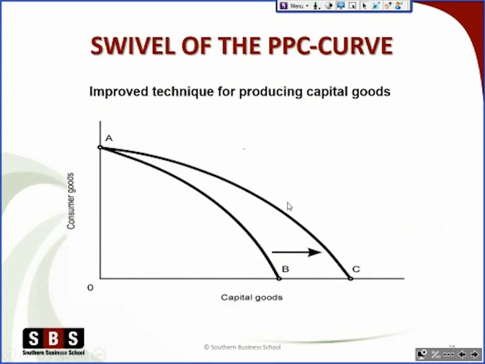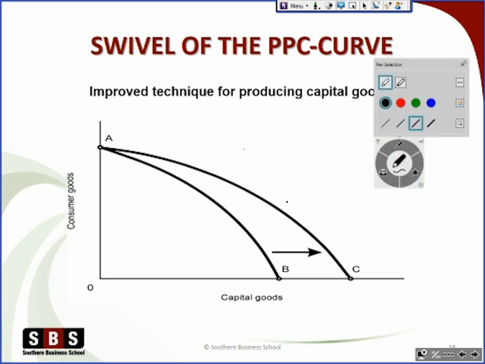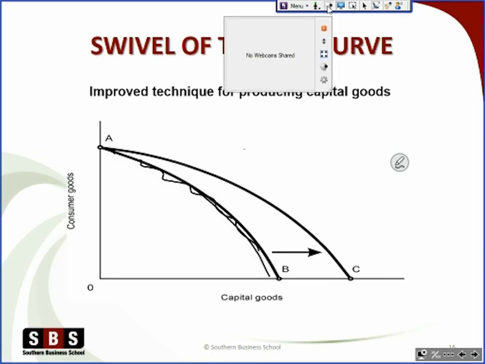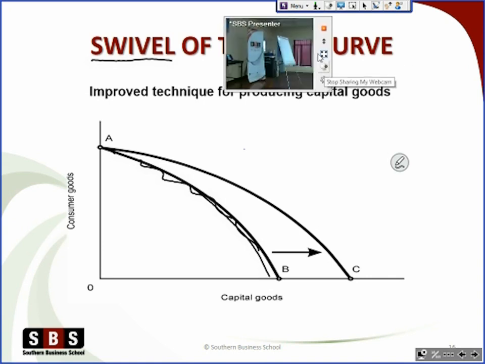Now this is what I also want you to remember. There could be a question about this in the exam. Say for instance, that curve that I showed, A to F, let's assume it's this curve over here. Now how do you get the curve to swivel? This original PPC, which is this one here, can swivel. This is what you call a swivel of the PPC curve. You may be asked to illustrate how the PPC curve swivels.